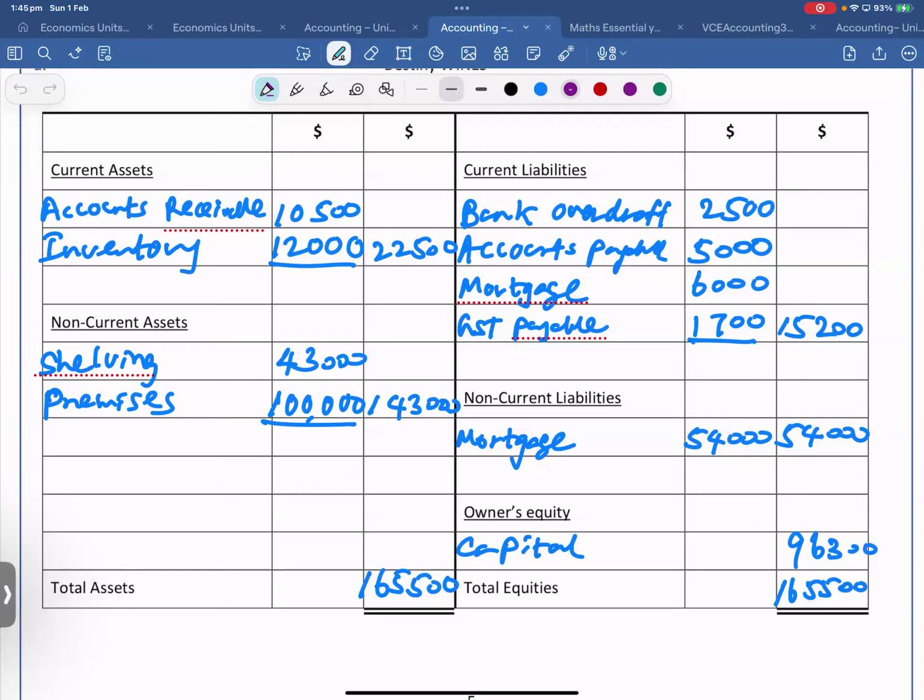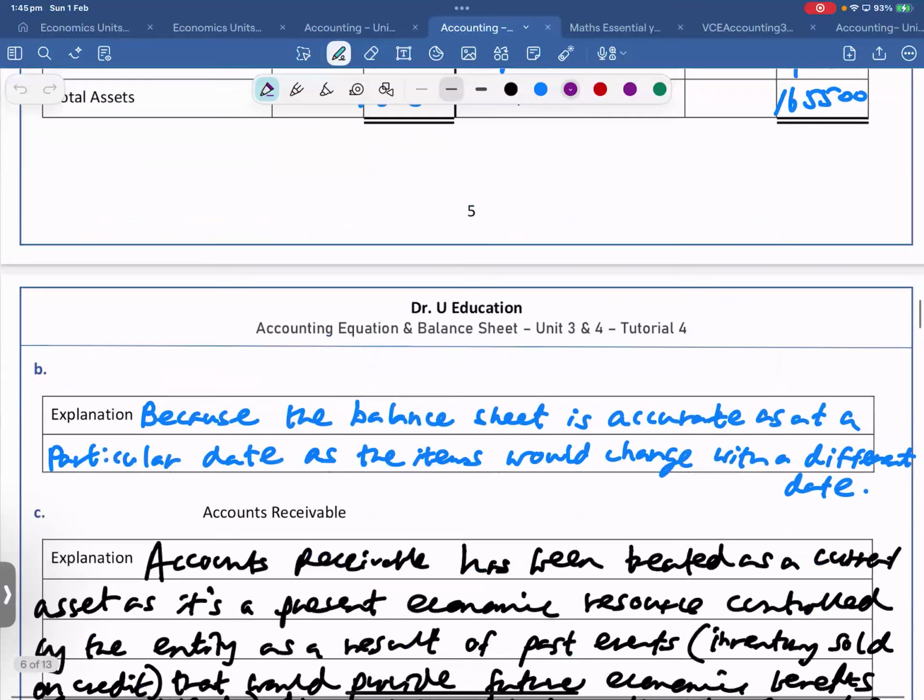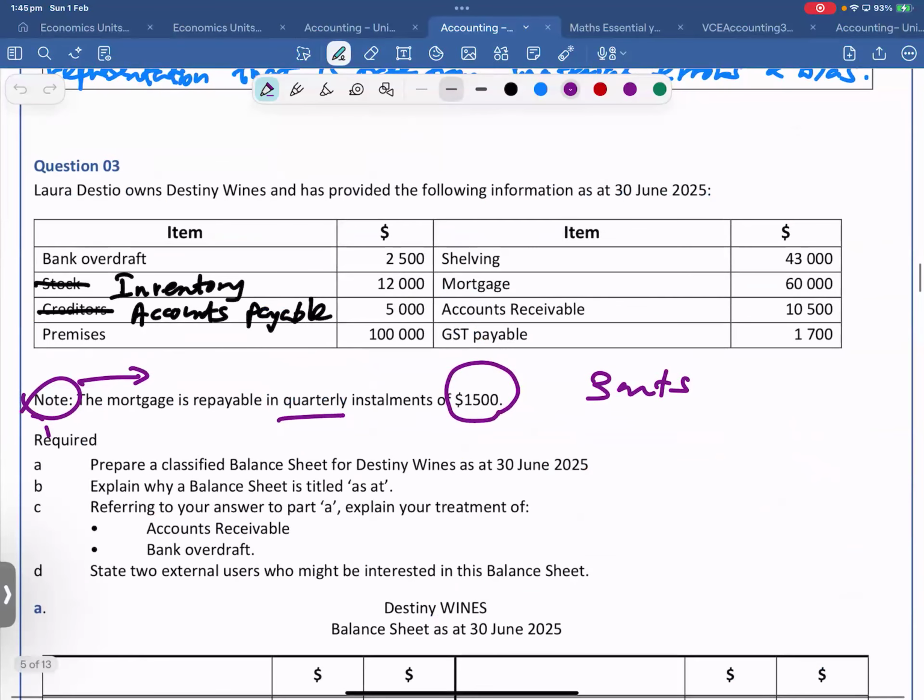Okay, so this is okay. How much did you get the capital? 96,000. Very good, that's correct. Okay, right. Then part B.